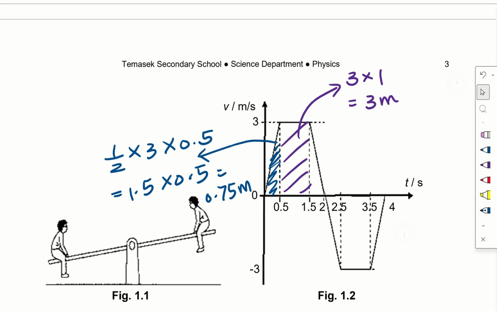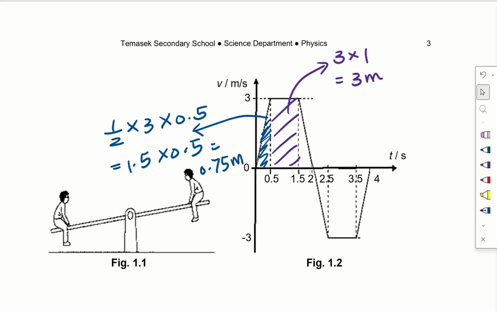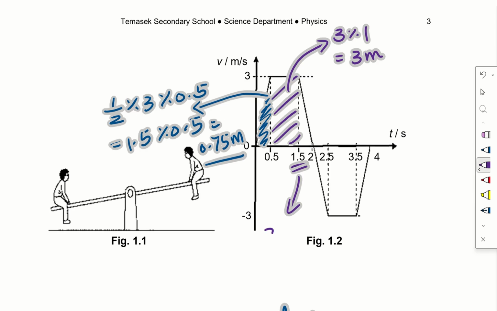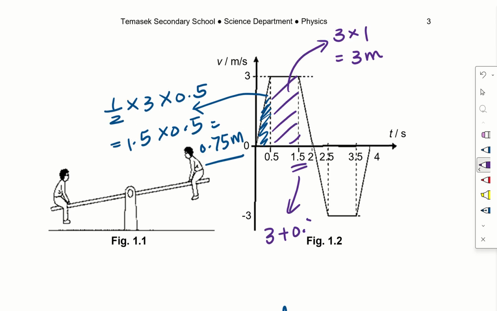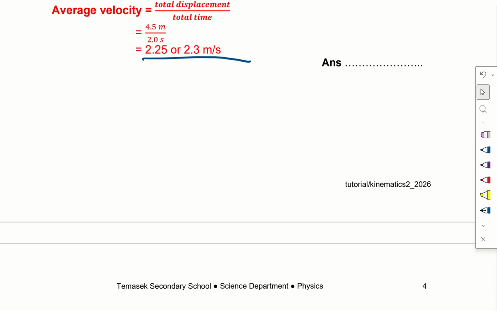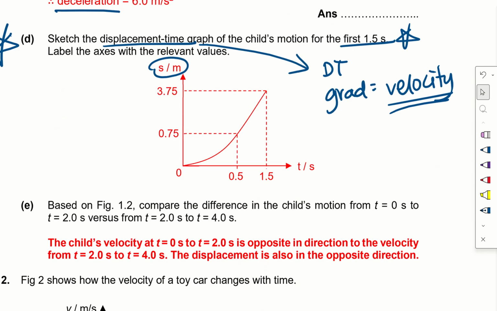Okay, but do take note that from 0 to 0.5, the displacement is 0.75, and he continues moving in that direction. So by the end of 1.5 seconds, the total displacement is actually 3 plus the previous 0.75, which equals 3.75. So let us just map this out on our DT graph. We have 0.75, and it is 0.5 seconds after that, right?